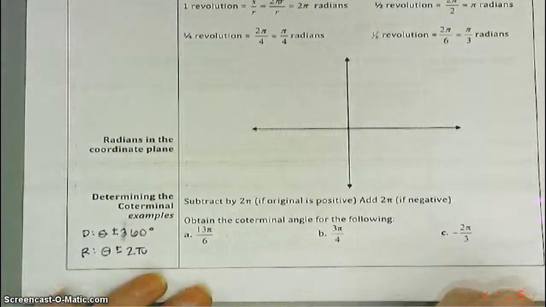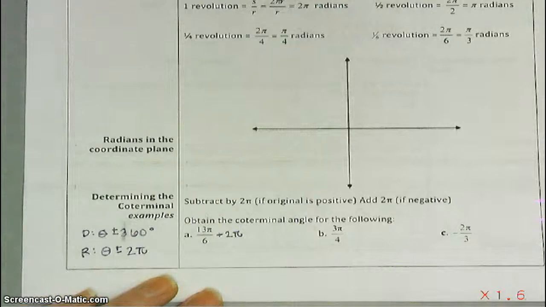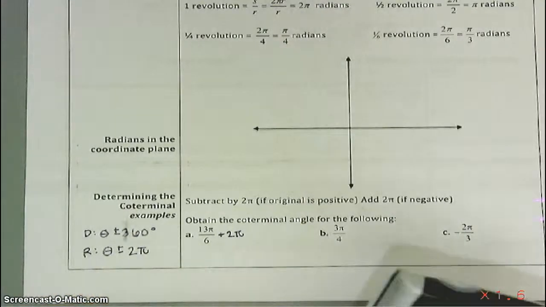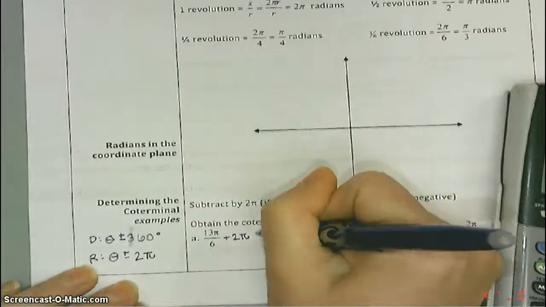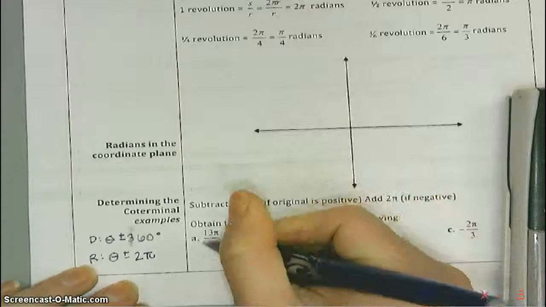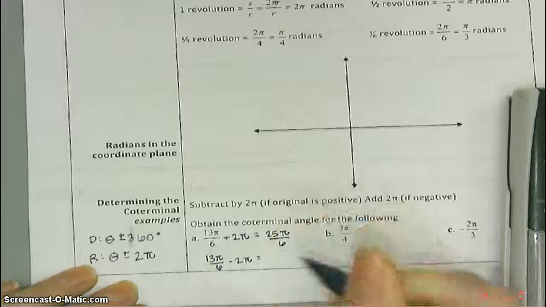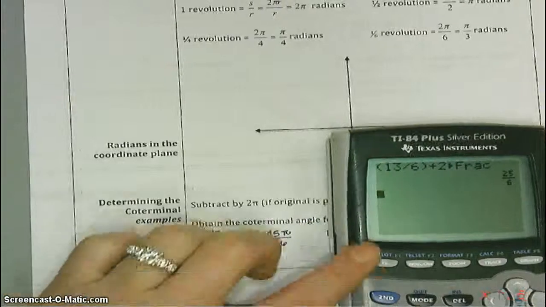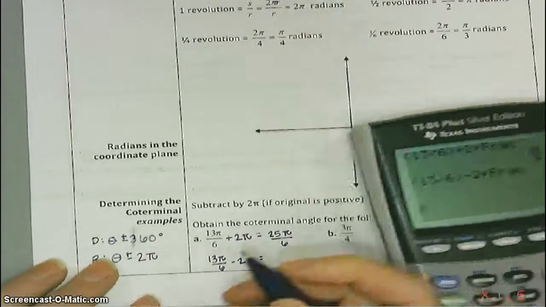So let's find the positive coterminal for A. I'm going to take 13 pi over 6, and I'm going to add 2 pi to it. In your calculator, just pretend like the pi's aren't there. So it'll be 13 divided by 6 plus 2. Make that a fraction. So the positive direction coterminal angle would be 25 pi over 6. The negative of that is going to be the same thing, except now you're subtracting 2. And that's 1 pi over 6.